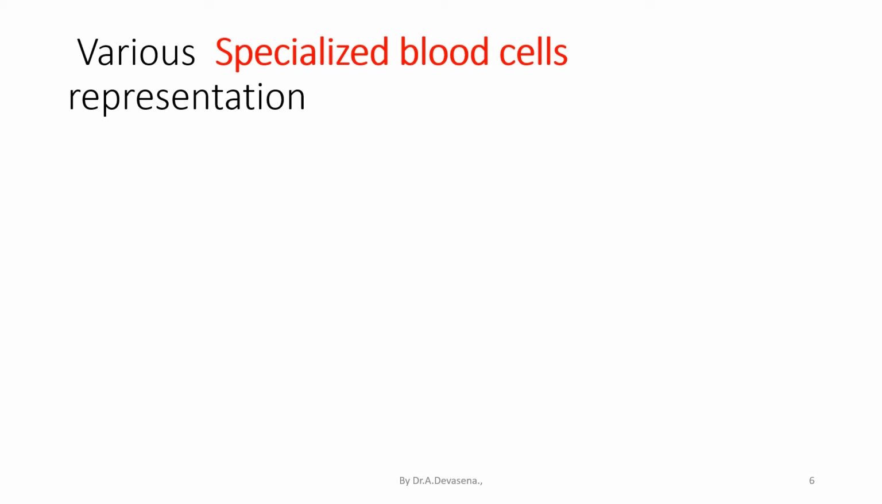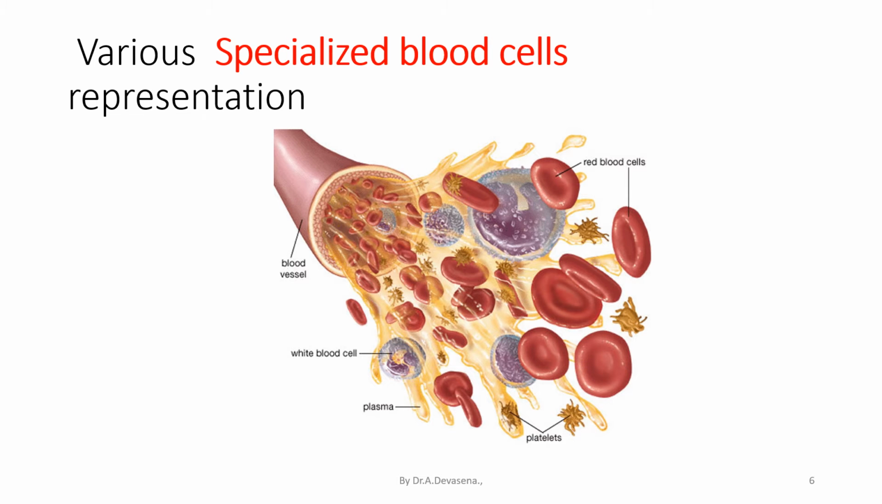Various specialized blood cell representation is shown below. In this diagram, the cross-sectional view of the blood cell is shown. In this blood vessel, we can see the red blood cell, white blood cell, plasma, and platelets.